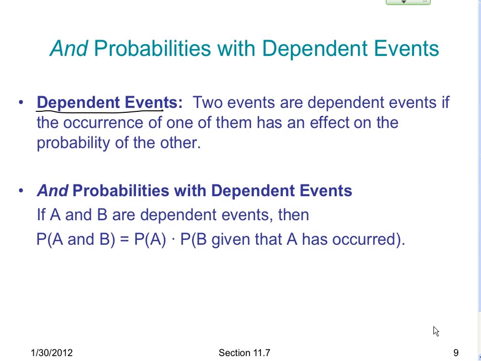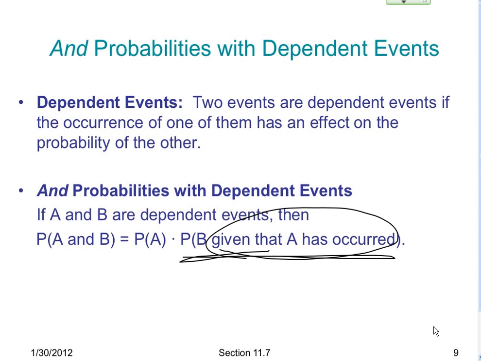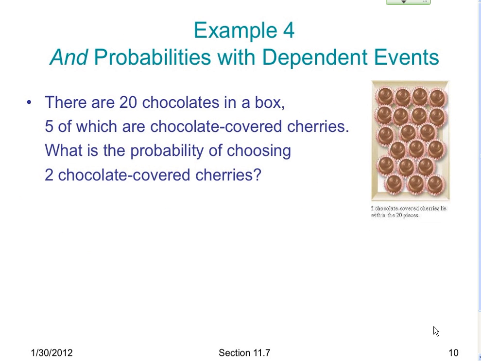Dependent events, this is different. Events are dependent if the occurrence of one does have an effect on the probability of the other. So if we have two dependent events, we want to find the probability of A and B. Notice this is slightly different. We do the probability of A, but for the next one, you do the probability of B given that A has already occurred. This will make more sense once we do an example.